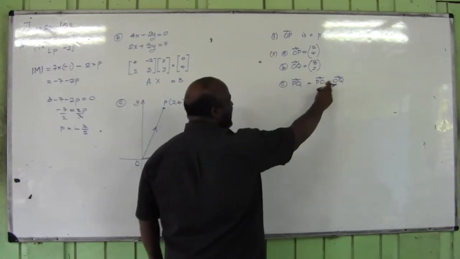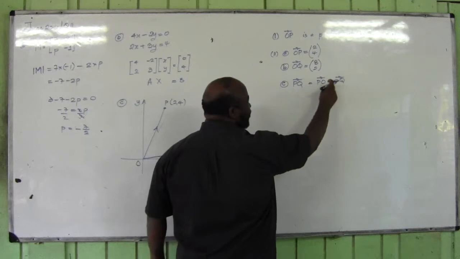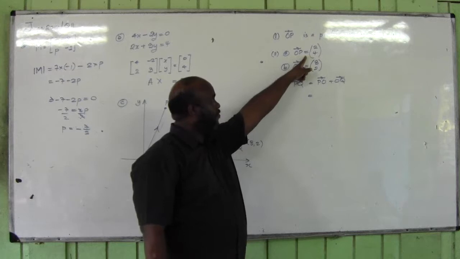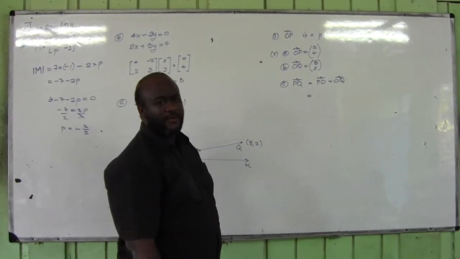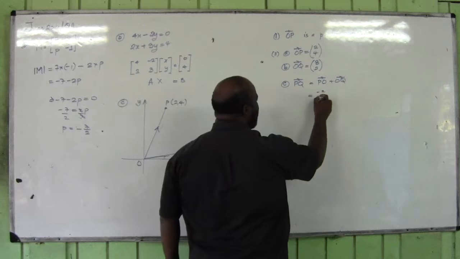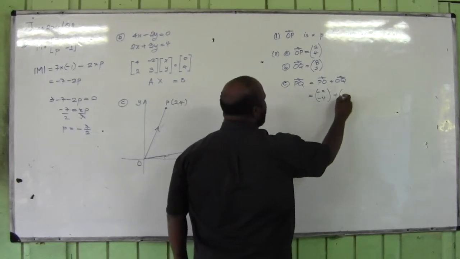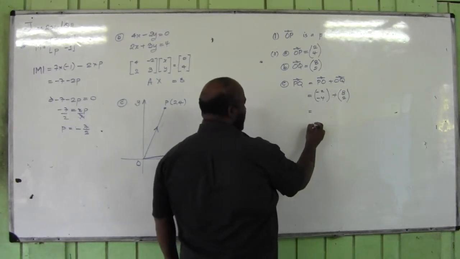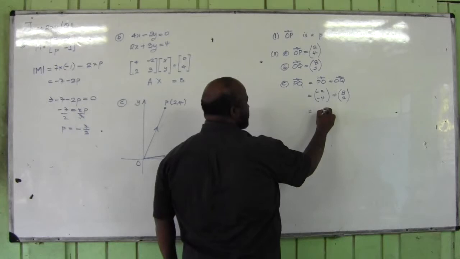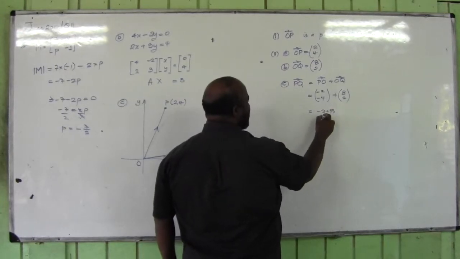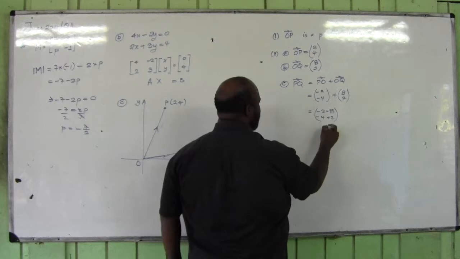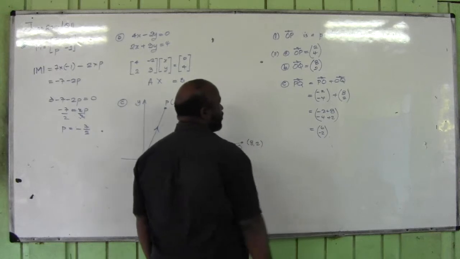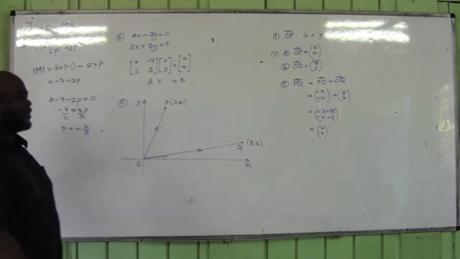You start at P and end at Q, and the next letter goes in the middle. What is OP? (2, 4). What is PO? (-2, -4). Plus OQ, what is OQ? (8, 2). So this is (-2 + 8, -4 + 2), which is (6, -2). PQ is the vector (6, -2).